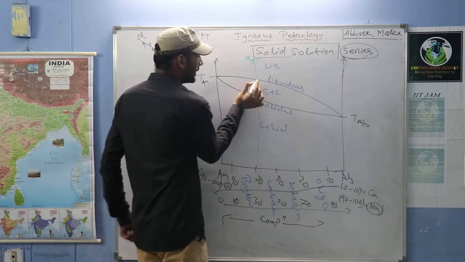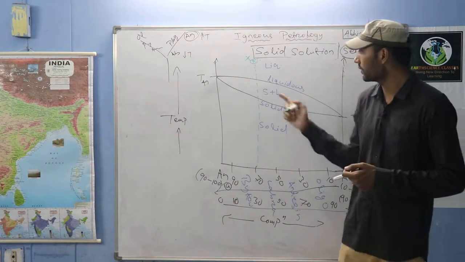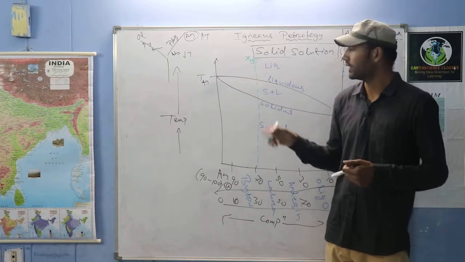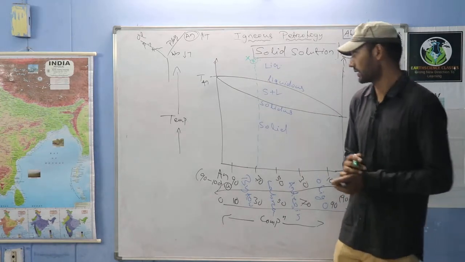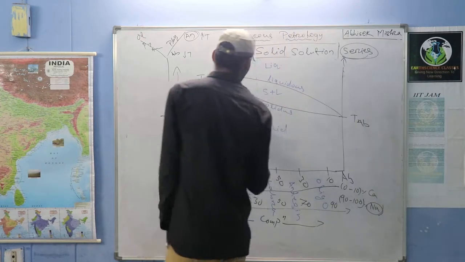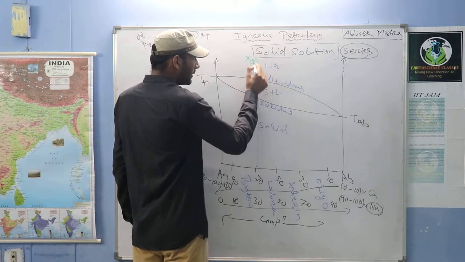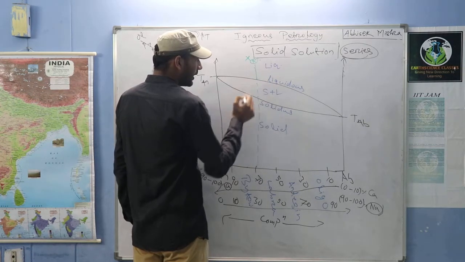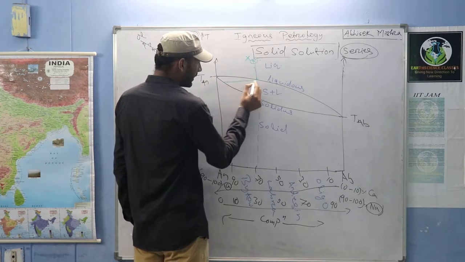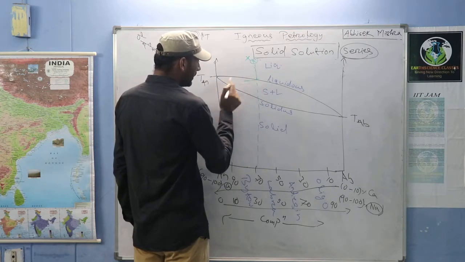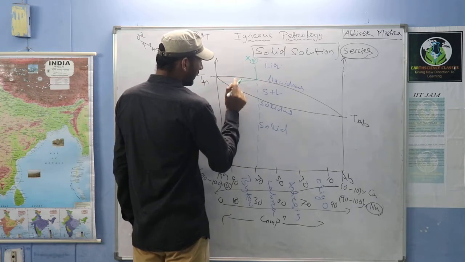When it touches the liquidus, only then are we going to consider the solid phase. When it touches the liquidus, the mineral will start to crystallize. So which mineral will crystallize first? When it touches the liquidus here, it will form an anorthite rich mineral.